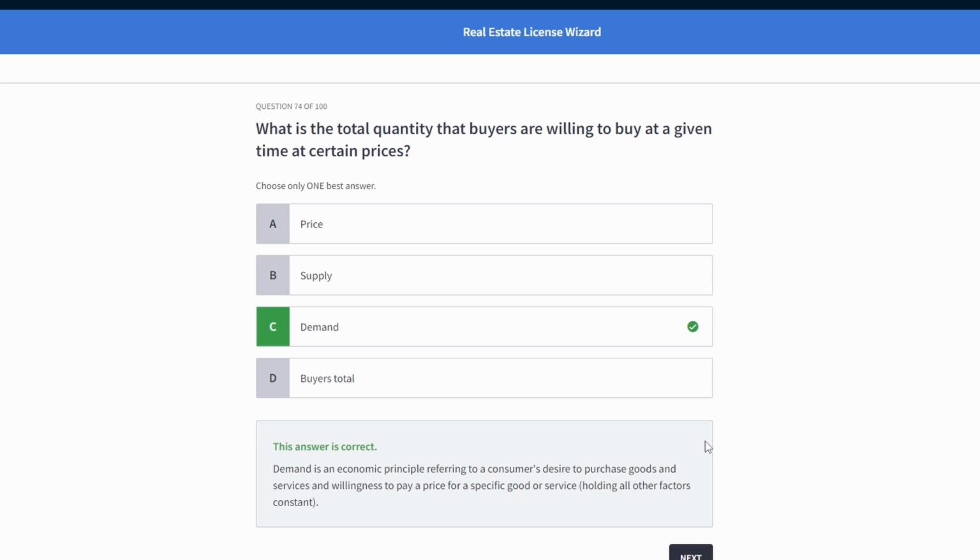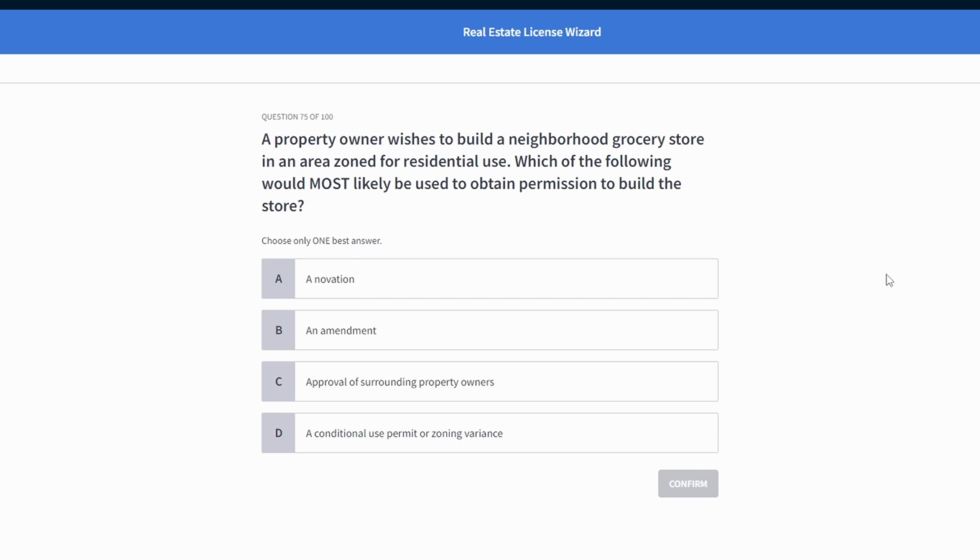Also in Latin, ceteris paribus, probably butchering the pronunciation and I apologize, but that just means holding all other factors constant. So essentially, that is what demand is. It is when the buyers are willing to buy something at a given time, at certain prices. That would be demand.